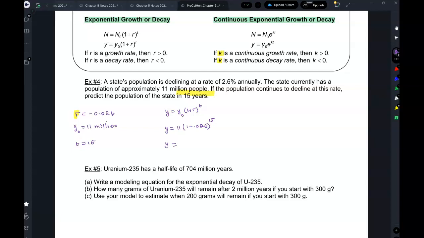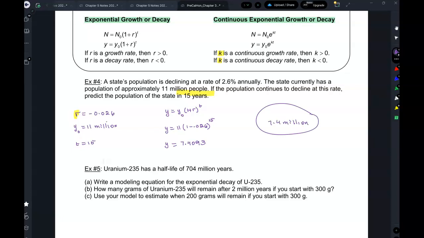Okay. So y would be 7.4093. Okay, so in 15 years, what is the population roughly? 7.4 million. Okay, so 7.4 million.